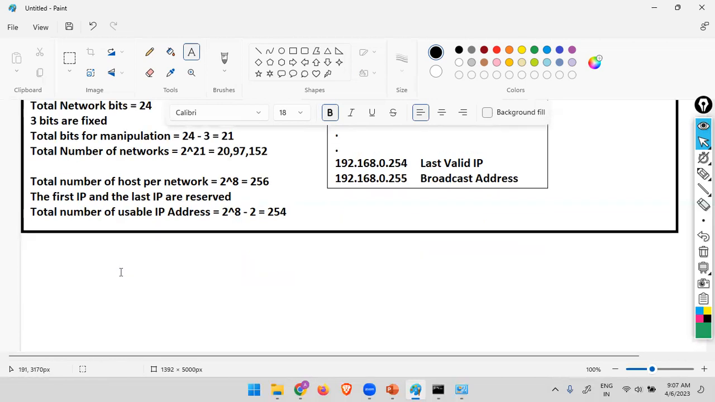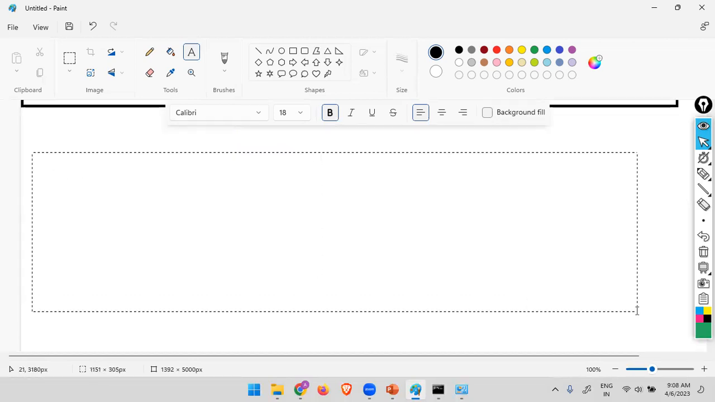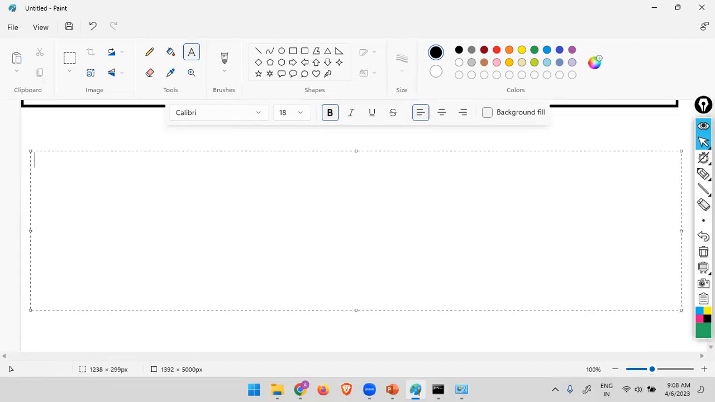Now for all these things we'll create a table and then summarize. So again, we'll have class, then default subnet mask, then network bits, host bits, number of networks, and number of hosts per network.